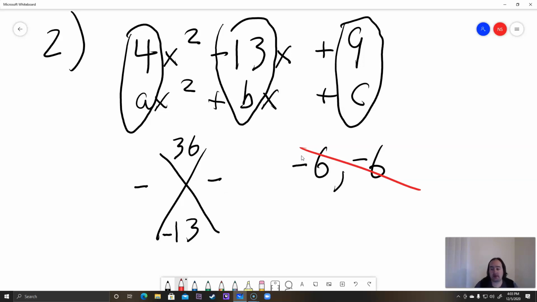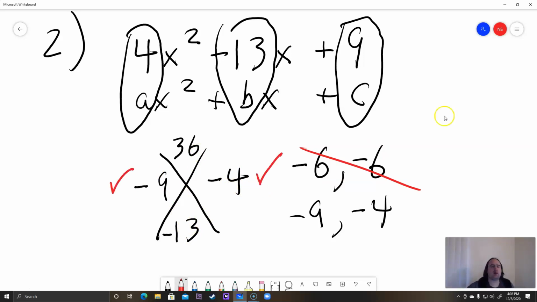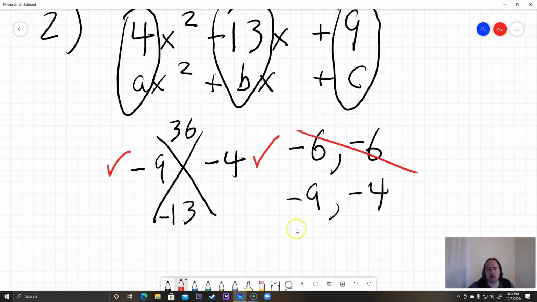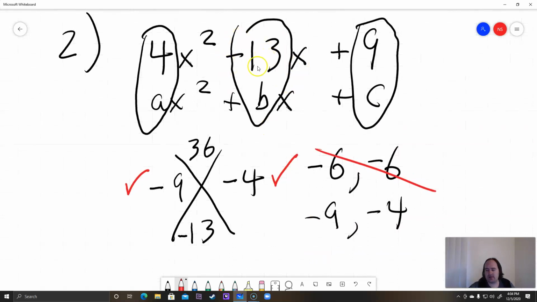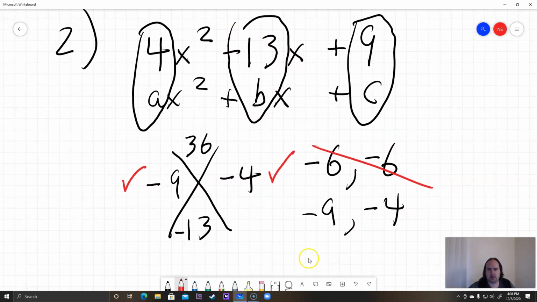So how about 9 and 4? So let's try negative 9 and negative 4. So negative 9 times negative 4 is going to be positive 36, which is correct. And then negative 9 plus negative 4 is going to give us negative 13, which is also correct. So these two numbers check out. Okay, so now we have our winning numbers. And then we're going to go ahead and rewrite our middle term, which is negative 13x, in terms of these two numbers.